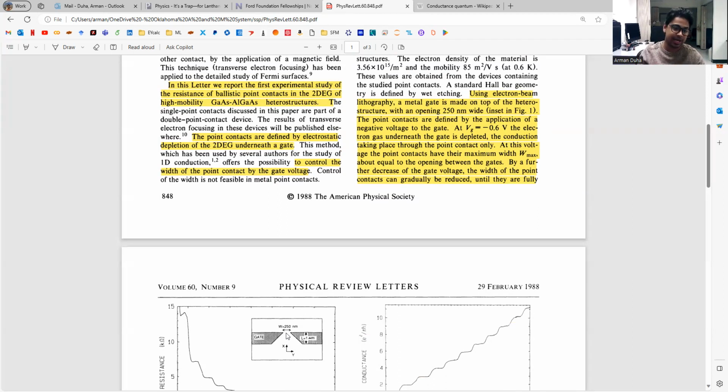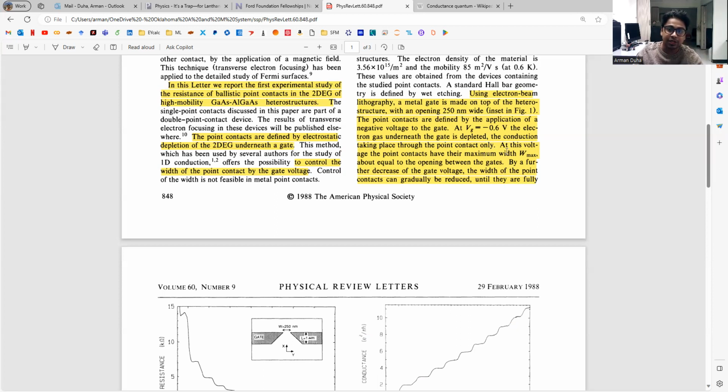So now it's not the electron gas, but the metal point contact that is the medium through which charges are flowing. And the more you deplete the electron gas, the wider your point contact becomes available for conductance to go through it. Basically, that's my understanding of this. So if you start with this value of gate voltage, then the electron gas underneath the gate is depleted, and the conduction takes place through the point contact only. So that's basically what I was saying.